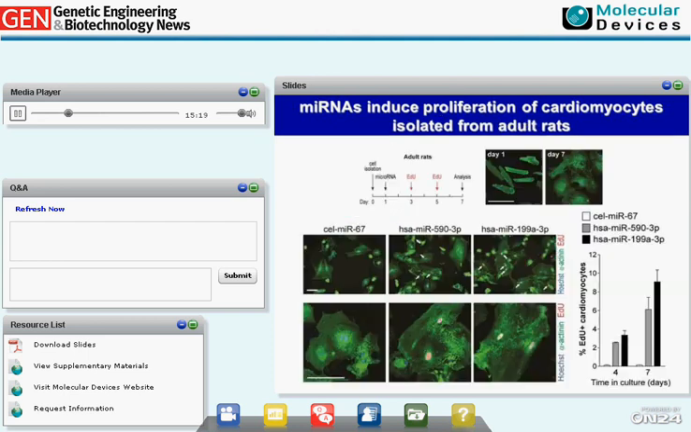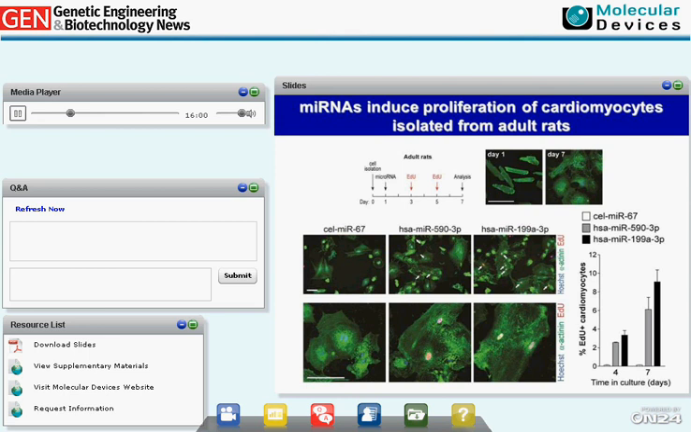Even more challenging is trying to induce the proliferation of a completely differentiated cell isolated from an adult animal. This was exactly what we tested. We isolated the cells from adult rats and put these cells in culture, and these cells don't proliferate at all. But when we introduced these microRNAs, in this case, microRNA 590-3p and 199a-3p, we could see, again, a very strong increase in proliferation, showing that these microRNAs are also able to induce the proliferation of fully differentiated adult cells.